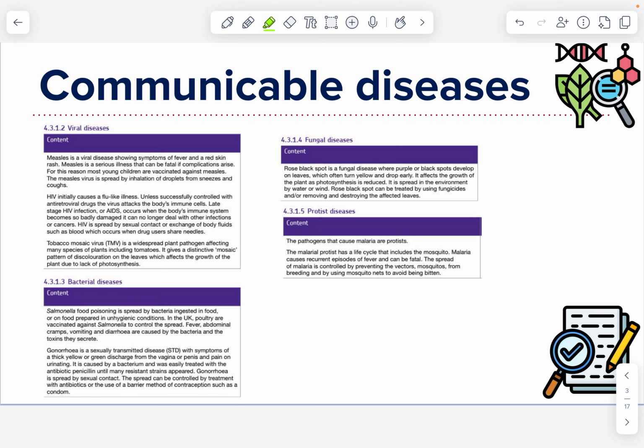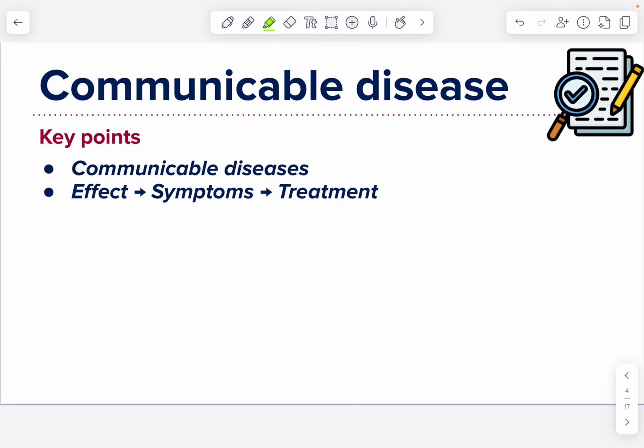So although there are obviously millions of communicable diseases you could comment upon, the aim really is if they're asking a question in the exam, you're focusing on measles, HIV, tobacco mosaic virus, salmonella, gonorrhea, rose black spot, and malaria. So these will be the ones I'll focus on. Application questions can link to these, but ultimately it's all related to either the symptoms, the effects, the treatment for these as well. So as I say, the main focus for this short video is to look at the different types of diseases, focusing predominantly on their effect, the symptoms, and then how they can be treated.